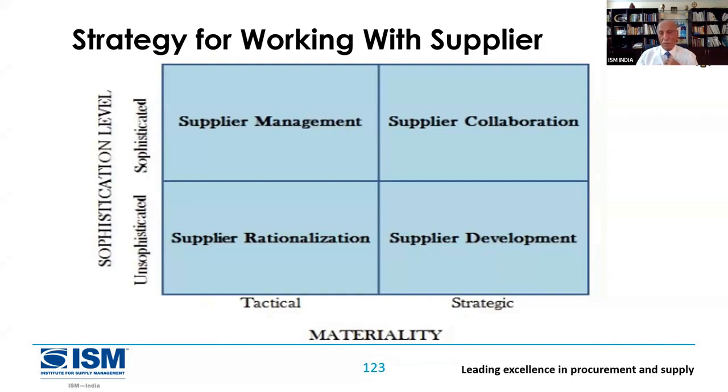Now you want to work with suppliers, unsophisticated, sophistication level, and materiality. Materiality means how much I'm spending. Sophisticated, I like to do supplier collaboration. Sophisticated, I may like to do, but again, volume is less. I like to do supplier management. Here also I do supplier relationship. But the supplier development part is the most serious. So that's where I would call strength.